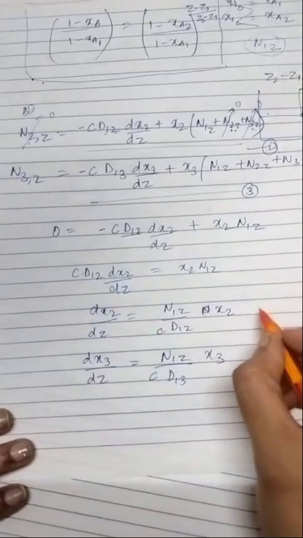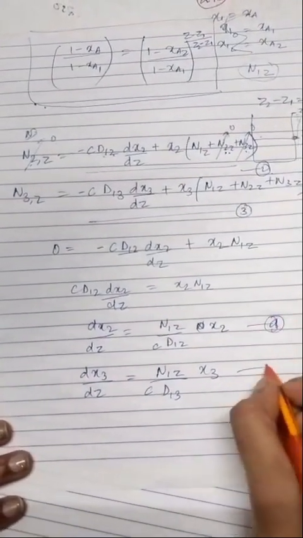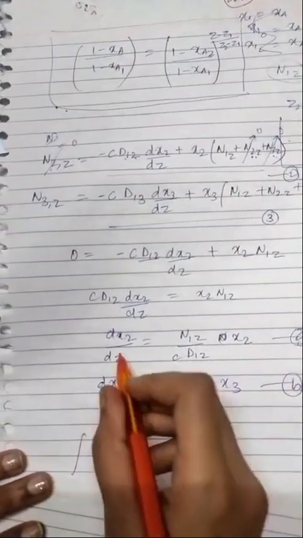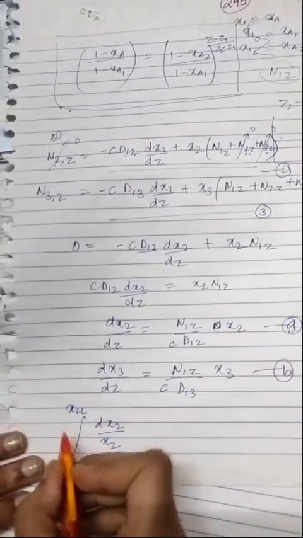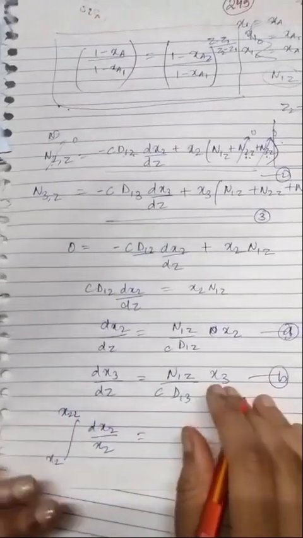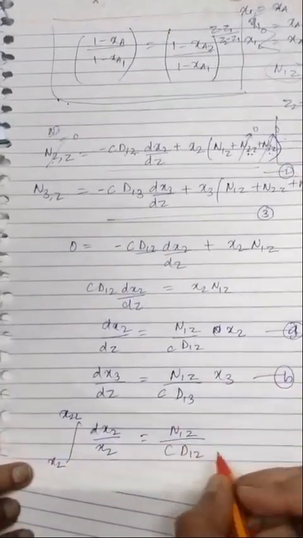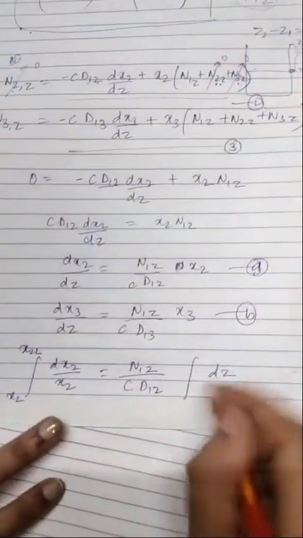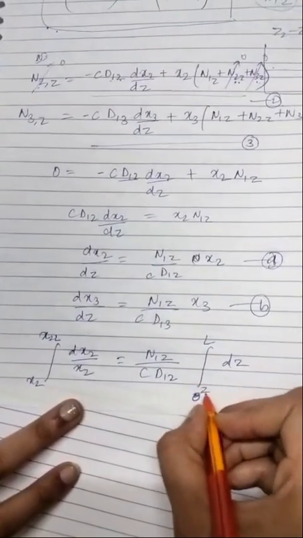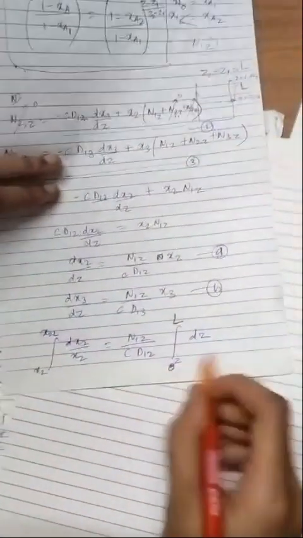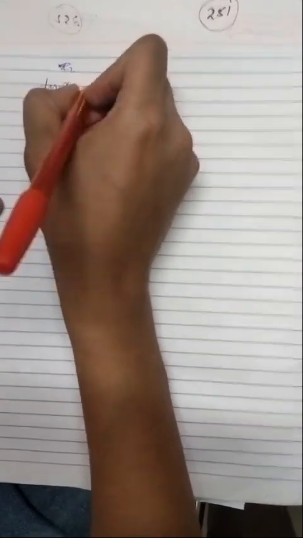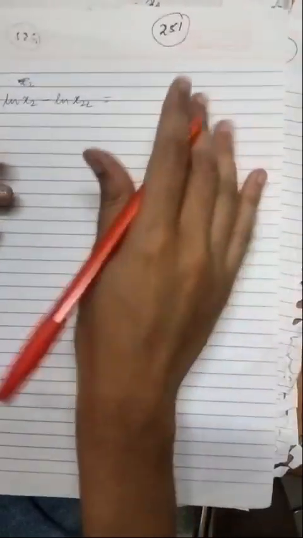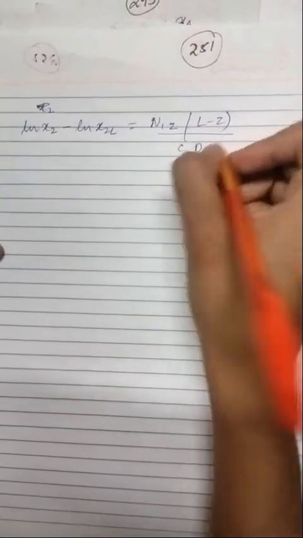Now integrating both the equations, let us say this is your equation A and B. So we will integrate equation A, dx2 upon x2 from x2 to x2L, which will give N1Z upon C D12, and writing the limits of dz from Z to L. On integrating it, we will get ln x2 minus ln x2L is equal to N1Z (L minus Z) upon C D12.